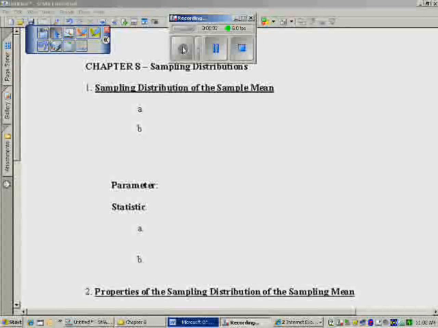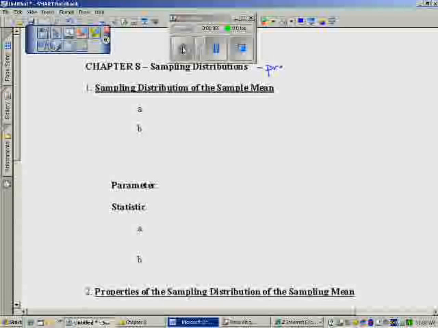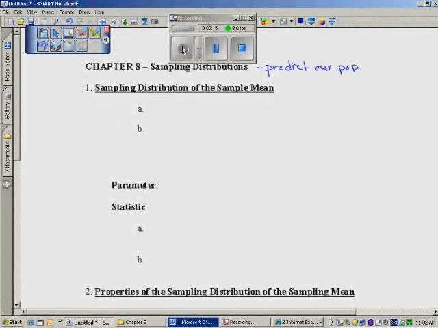Chapter 8 addresses the idea of looking at samples and looking at their distribution. And we have to look at samples because we need to use them to predict our population. I can't look at our population, so we have to use these samples to tell me what's going to happen. Is there a pattern?